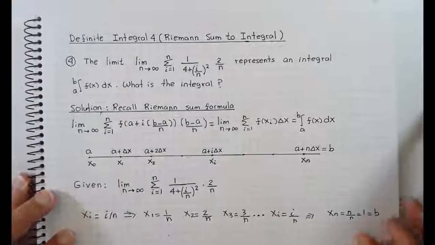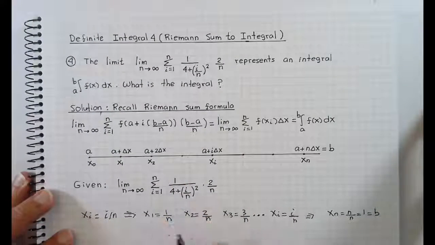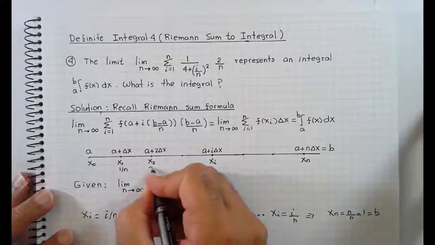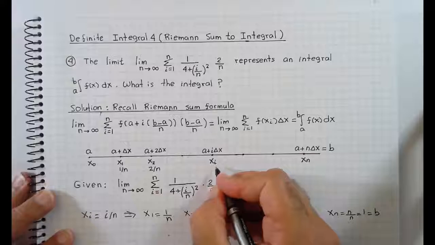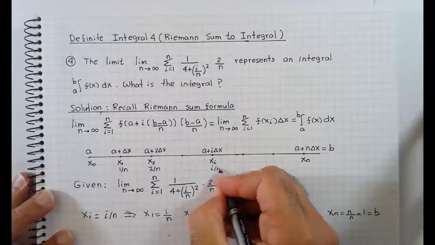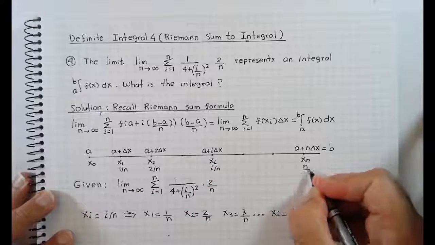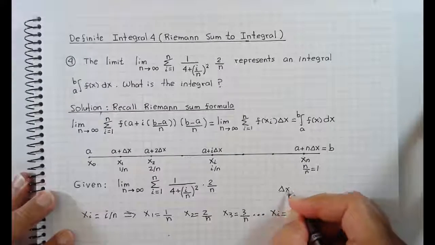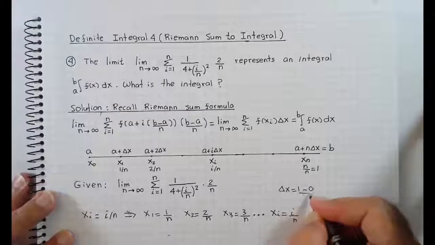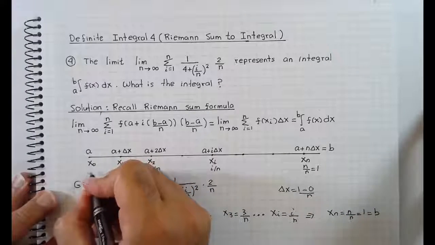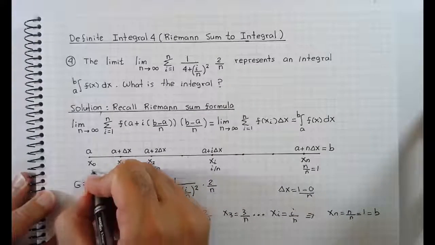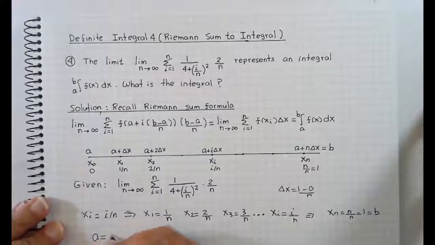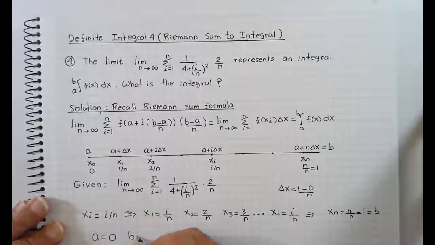So let's put this up on this diagram. X1 is equal to 1 over n, so there is 1 over n. X2 is 2 over n. Xi is i over n. Xn is n over n, which is 1. Now the delta x here is (1 minus 0) over n. So x naught is actually going to be 0. That's your a. So a is 0, b is equal to 1.